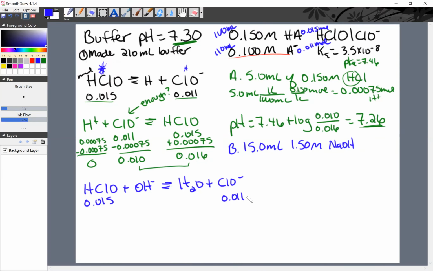And how much sodium hydroxide did I throw at it? So 15 mL, convert to liters. And for every 1 liter, there's 1.50 moles. So I added 0.0225, so basically 0.023 moles.